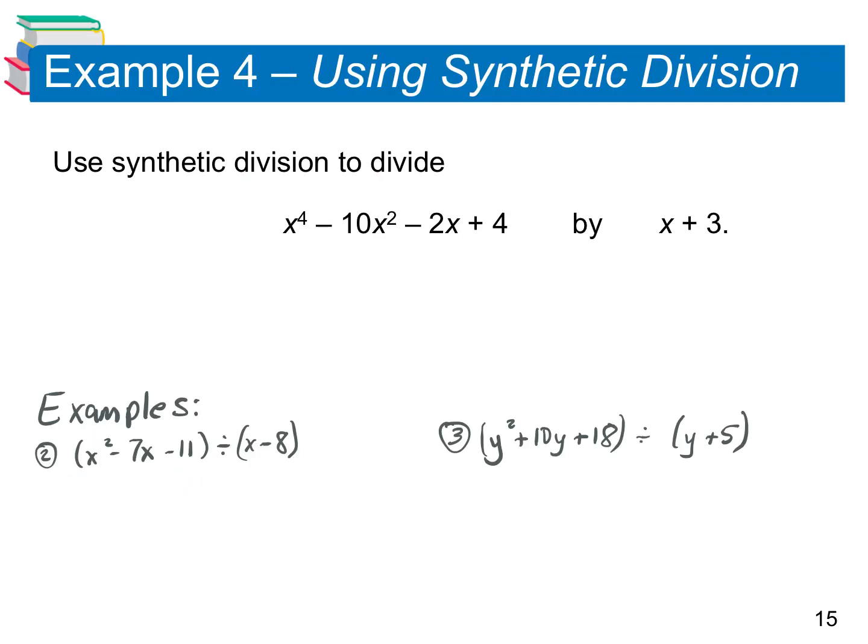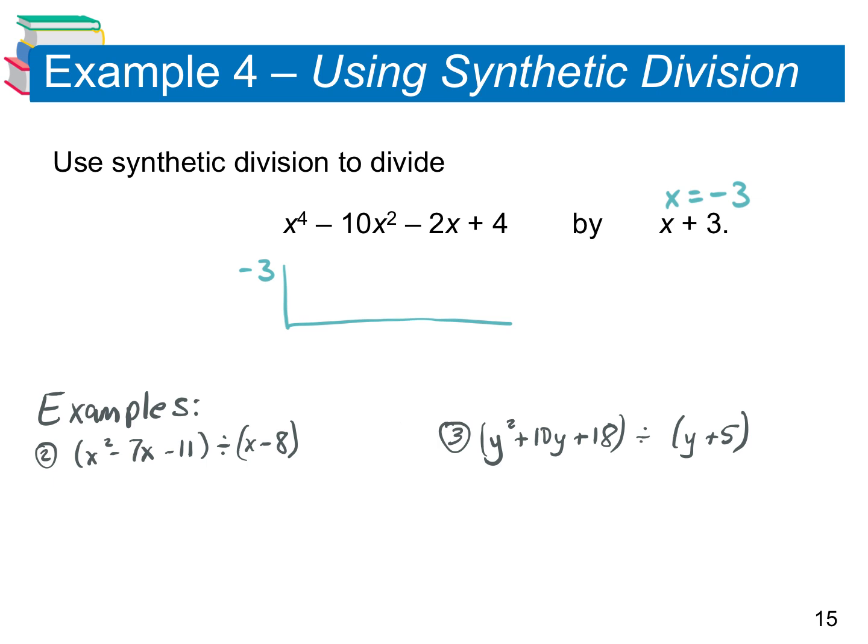So let's look at the first example on the next page. What's going to go outside the box? What would x equal? If we have x plus 3, what does x equal? Negative 3. So negative 3 goes outside the box. You always want to change your sign.